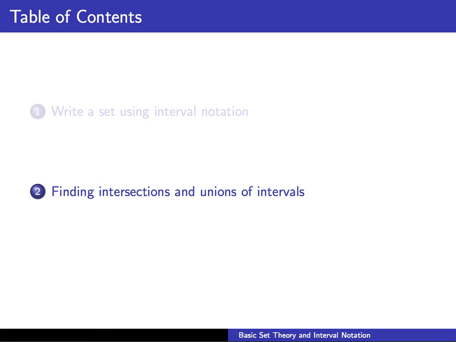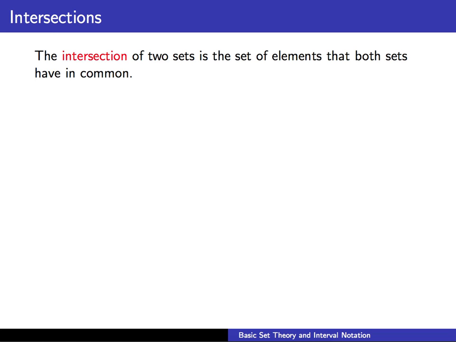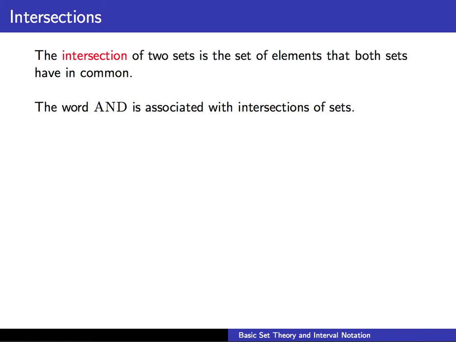Okay, in this video we're going to take a look at finding intersections and unions of intervals. So the intersection of two sets, such as the intersection of two intervals, is going to be the set of elements that both sets have in common. In other words, it's where they're going to overlap, and the word "and" is associated with the intersection of sets.